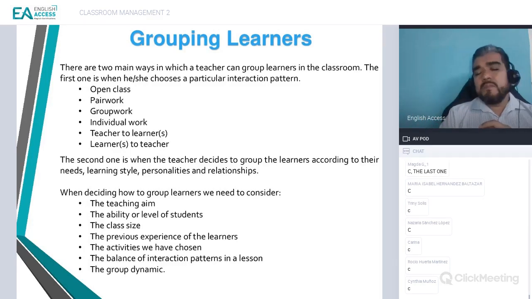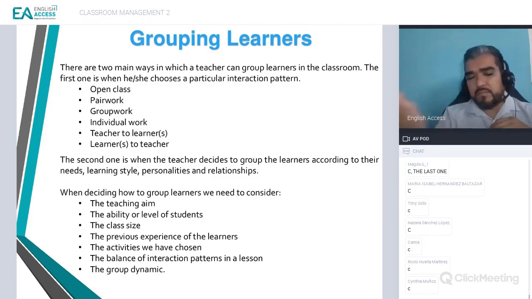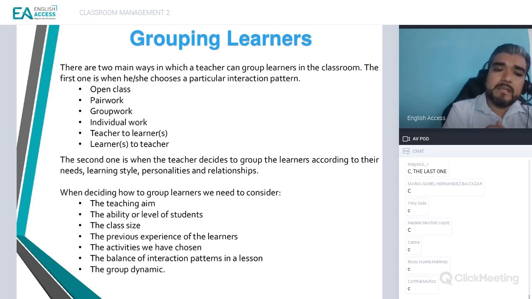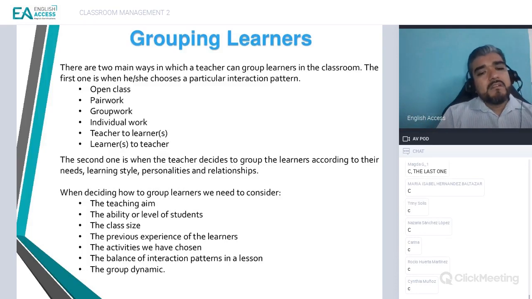Individual work, that means the students work individually. Teacher to learners, that means the teacher is speaking to all of the students. Learners to teacher is, for example, if the students are making an exposition, right? They're speaking, and the teacher is listening. So one way is that you choose the way you want your students to work. Do you like choosing an interaction pattern?